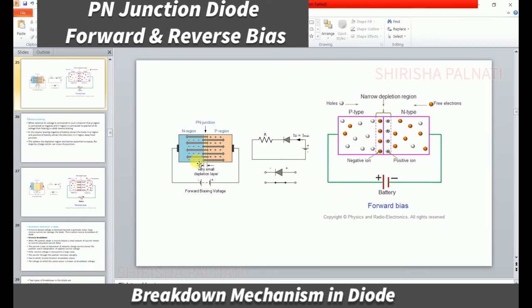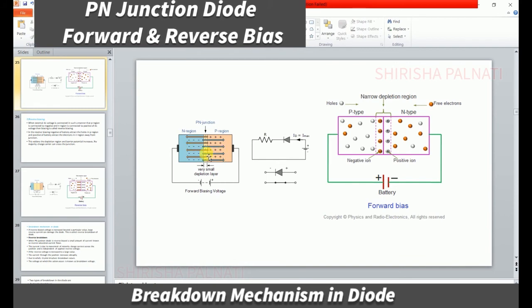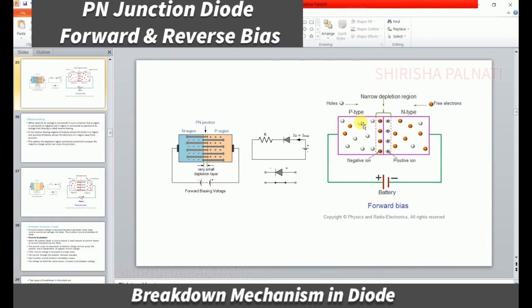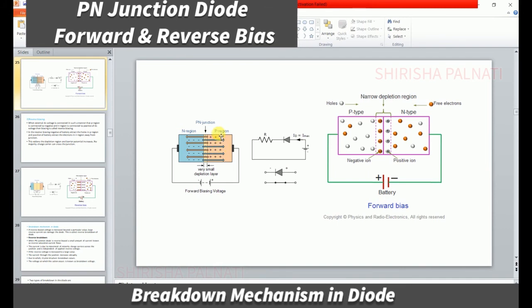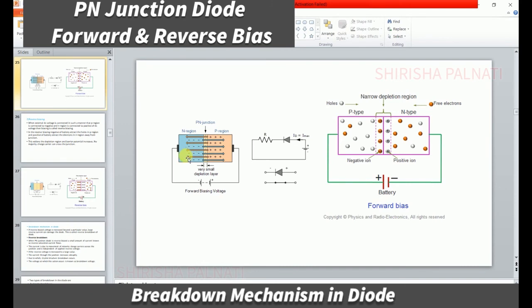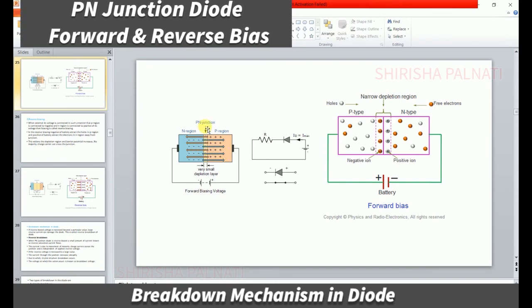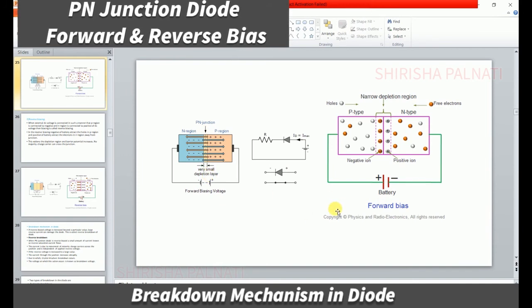Okay, and next, as I already told, the p type holes are moving to the n region. Sorry, here we took p type and n type, but in the figure the regions are reversed: on the left side we took the n region and on the right side the p region. So the holes of the p region move to the n region, and the electrons of the n region move to the p region, and then a very small depletion region is presented. This is the forward biasing.